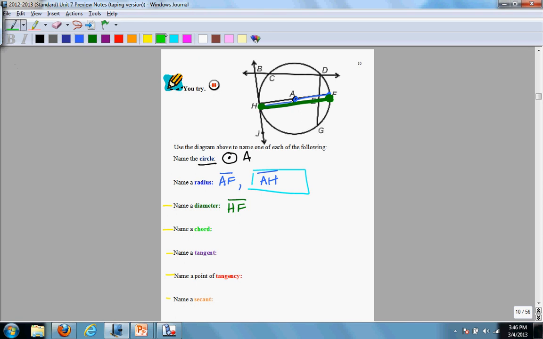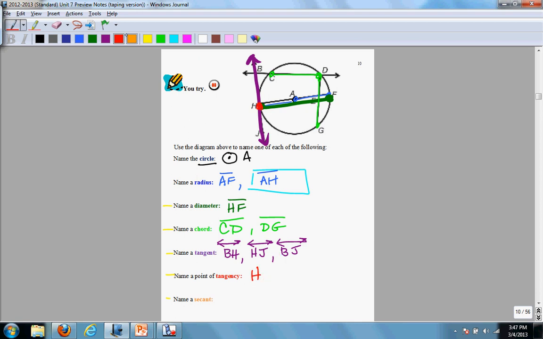Your chord, there's a couple of them you can do. CD would be one. Another one would be DG or GD. A tangent, there's only one. Your tangent is right here, and you can name that line using any 2 points. So I would call it line BH, and it has to be a line because it goes all the way, or HJ, or even BJ. Your point of tangency is this 1 point H.